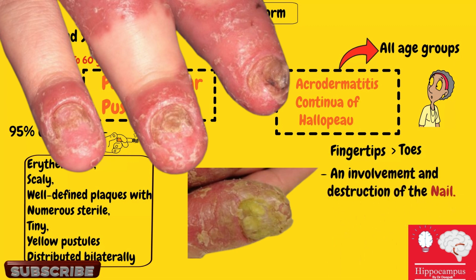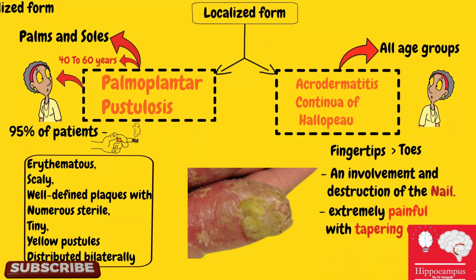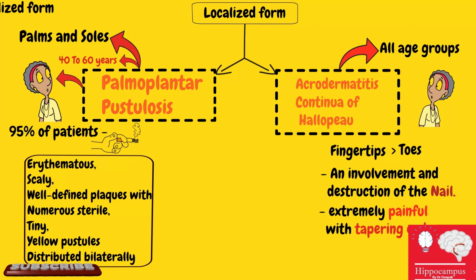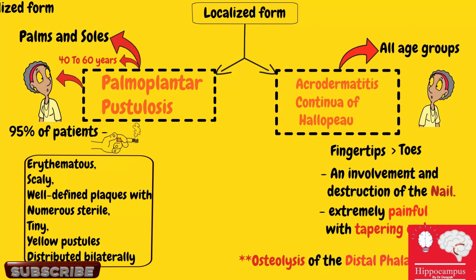With progression, the digits tend to become extremely painful with tapering ends. In long-standing cases, even underlying bony changes may occur, resulting in osteolysis of the distal phalanx. The condition tends to be chronic and persistent.